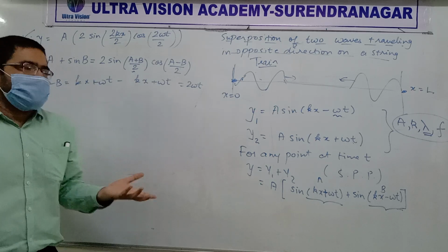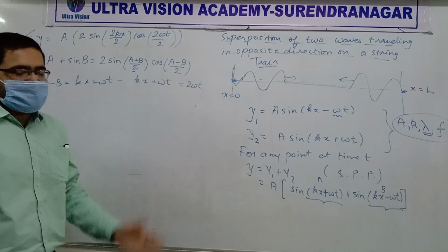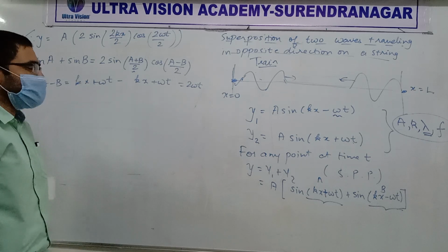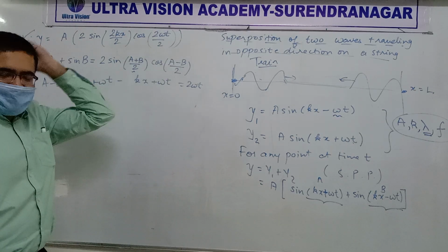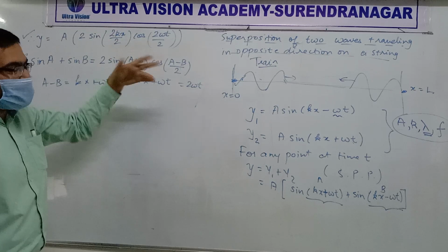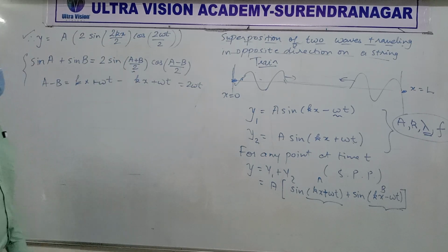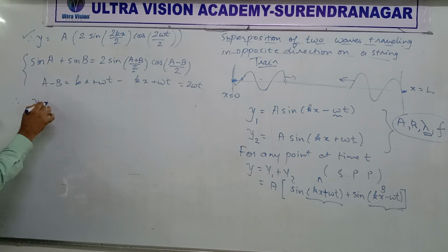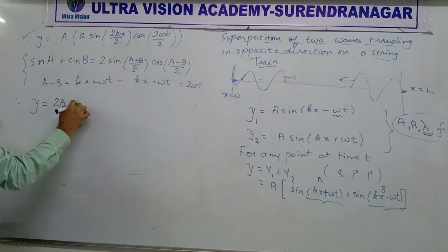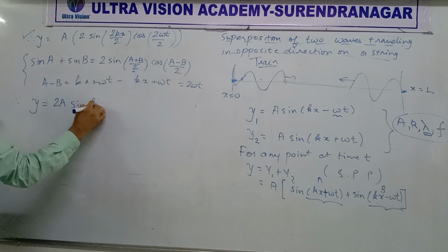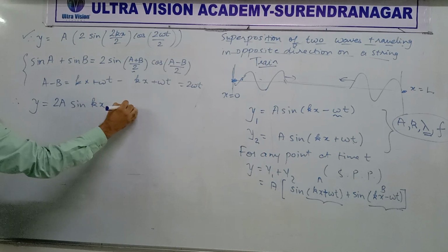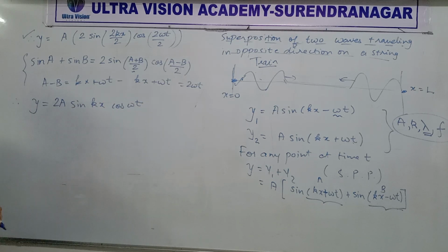I hope now you all will really understand why mathematics is so important for physics. As you can see in the last 2 chapters, we have been using trigonometry again and again and again. Anyways, let's continue further. So y equal to 2 A sine kx, again the 2 cancels, cos omega t. So this is the equation that we have got.